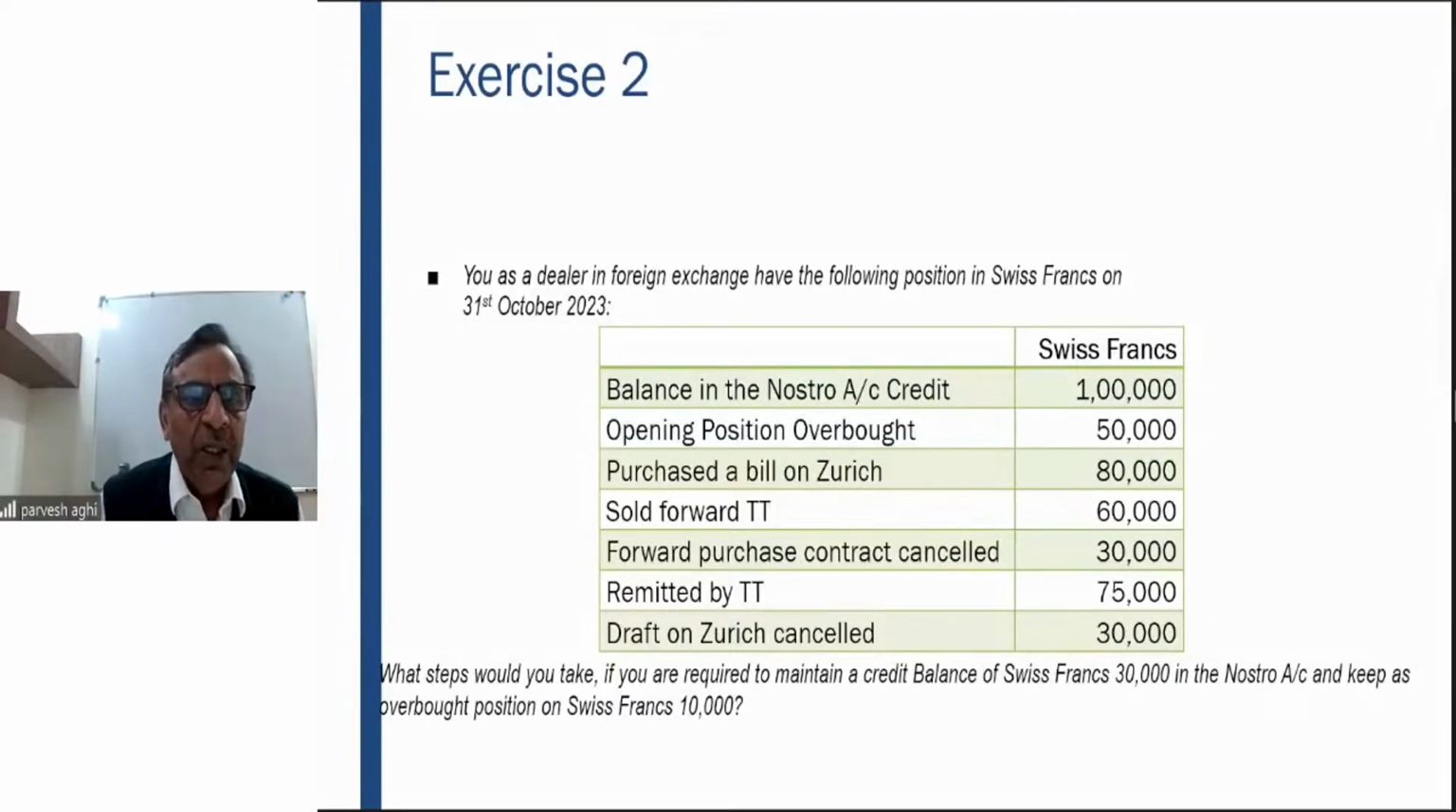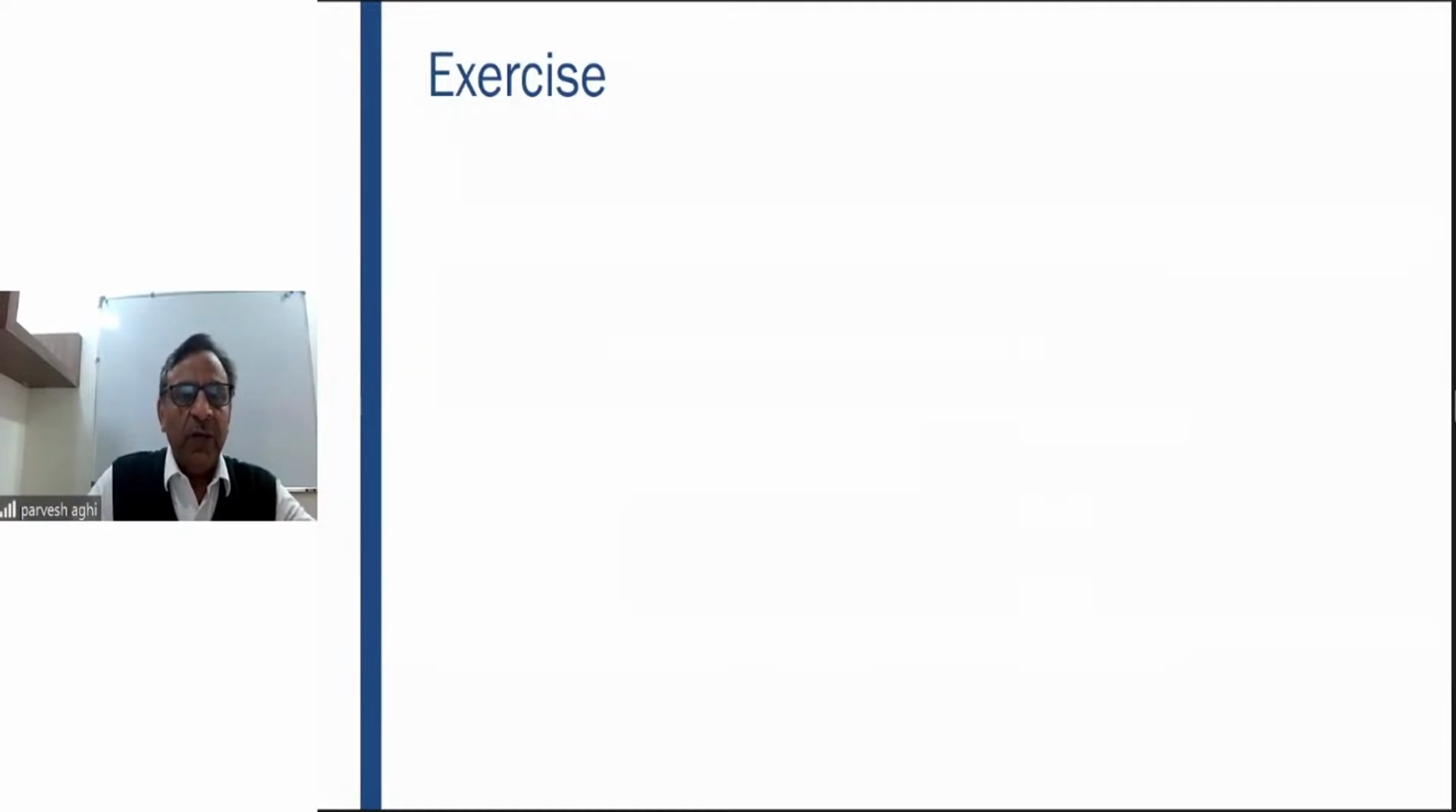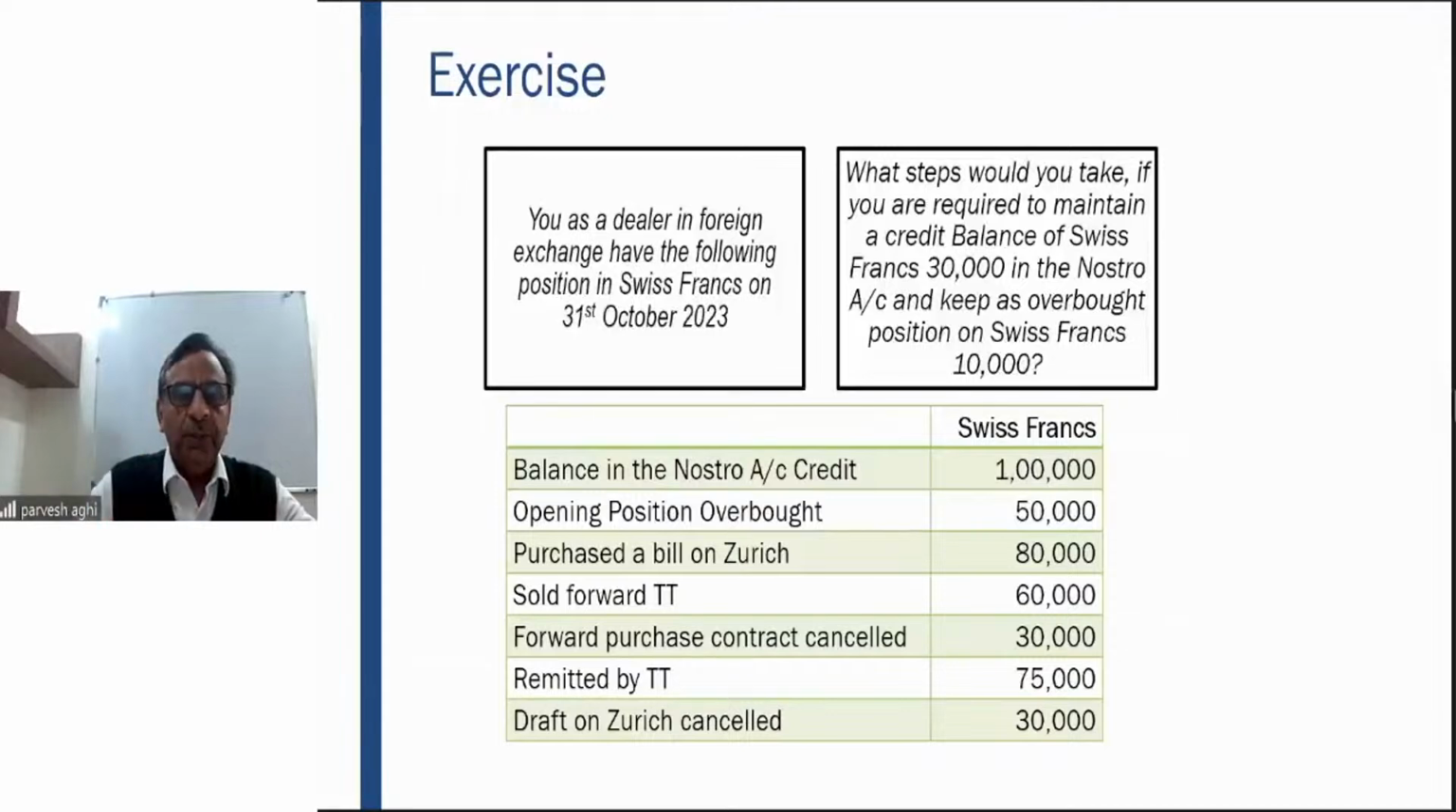So you as a dealer in foreign exchange have the following positions in Swiss francs on 31st of October 2023. So these are the transactions which are there, and the position as on 31st October 2023 is given in front of you. So what steps would you take if you are required to maintain a credit balance of Swiss francs 30,000 in nostro account and keep overbought position in Swiss francs 10,000? This is the same question. So these are the transactions which have happened.